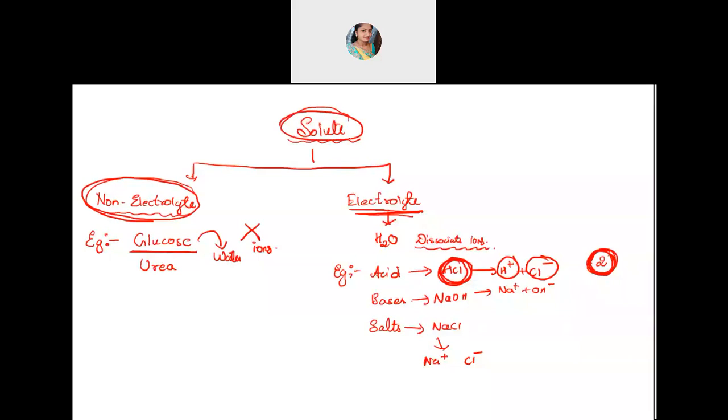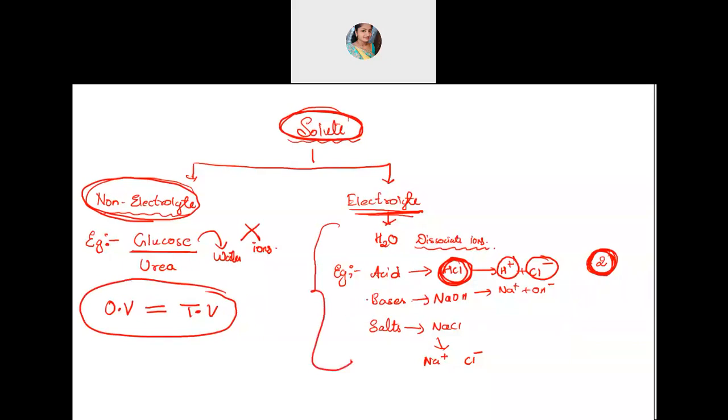If you're taking a non-electrolyte, your answers will come the same. Your observed value will be equal to your theoretical value, because here the compound doesn't dissociate, neither does it undergo association. They stay as they are. The number remains the same, so your answer also remains the same. But in the case of electrolytes, some undergo association and some undergo dissociation. Then the values will differ. So we will start based on that.